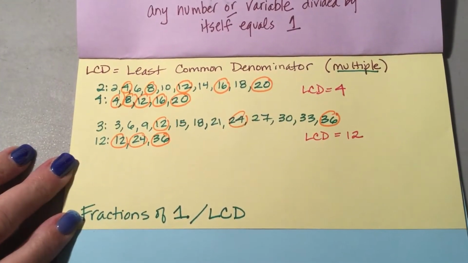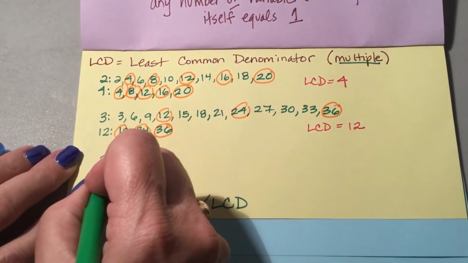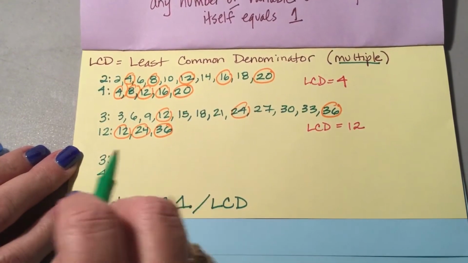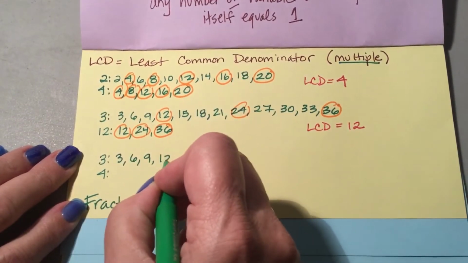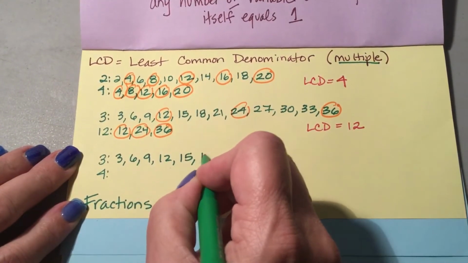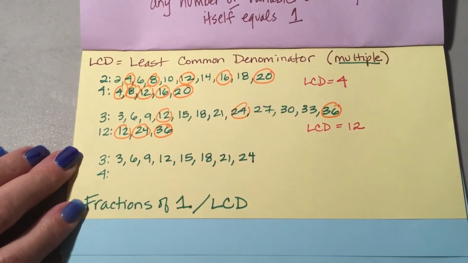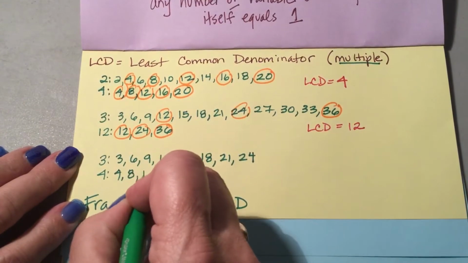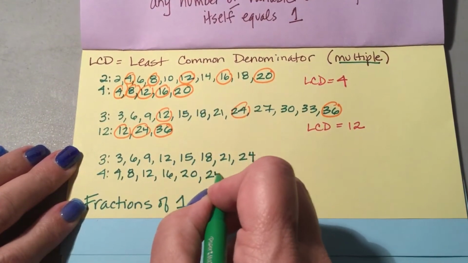All of those are common, but for this one, the LCD happens to be 12, the lowest common number that is available. We're going to do it one more time, and this time we're going to do it for the numbers 3 and 4. We're going to do it to 24, okay? 3, 6, 9, 12, 15, 18, 21, and 24. We'll do the same thing by 4s: 4, 8, 12, 16, 20, and 24.